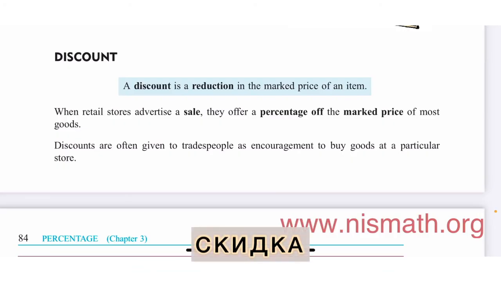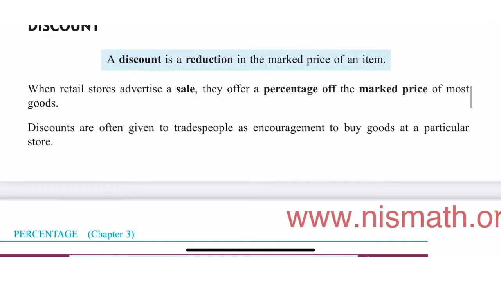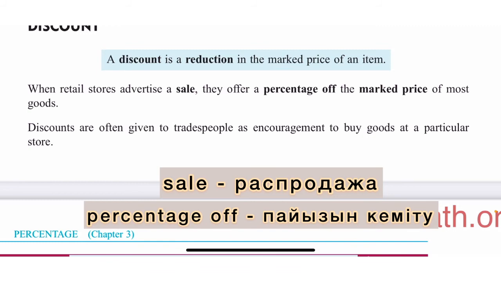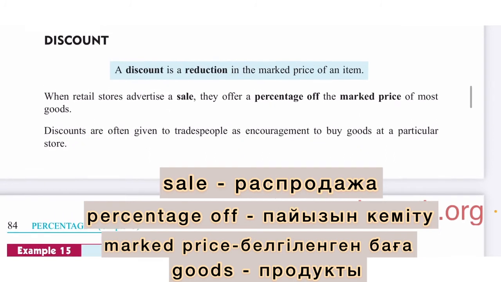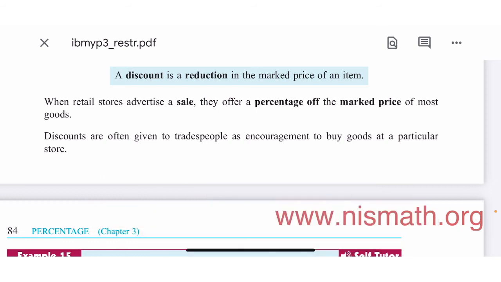A discount. A discount is a reduction in the marked price of an item. A discount is a reduction. When retail stores advertise a sale, they offer a percentage off the marked price of most goods. Now remember these words: sale, percentage off, marked price. Discounts are often given to tradespeople as encouragement to buy goods at a particular store.